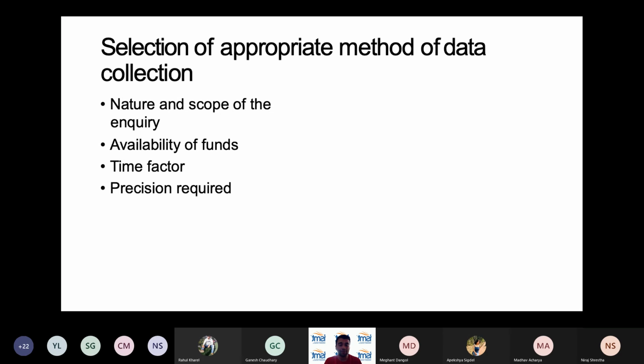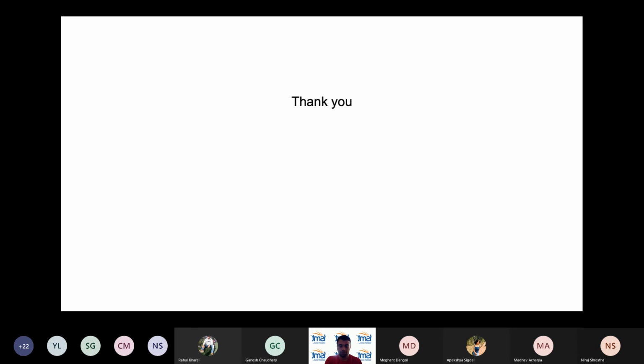The basic parameters that determine the selection of the appropriate data collection method in your research are the nature and scope of your inquiry, availability of funds, since certain methods take longer duration and the investment is also more, the time factor, and the precision required, meaning the accuracy that you require. Based on these four factors, you need to select the appropriate data collection method. These are the things you need to consider for your research. So this is for data collection.